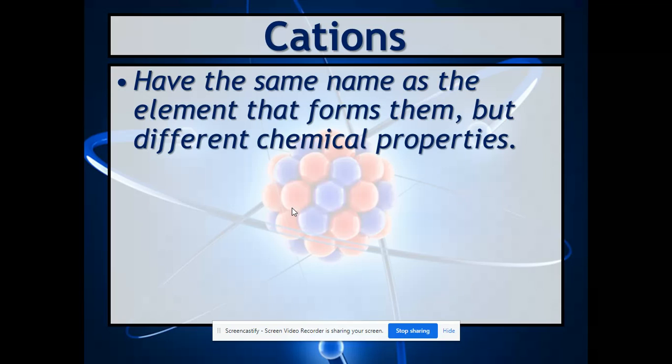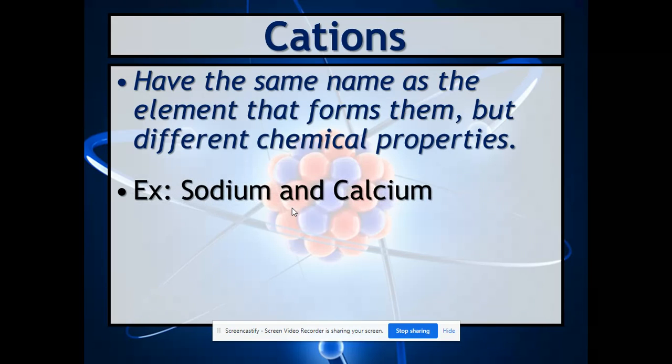So cations have the same name for the element that forms them, but their properties are a little bit different. So again, it's still sodium, it's still magnesium, it's still calcium, but they are a little bit different as far as chemical properties go. A lot of times they become more stable, and they are more likely to form reactions. So we'll take a look at sodium and calcium.